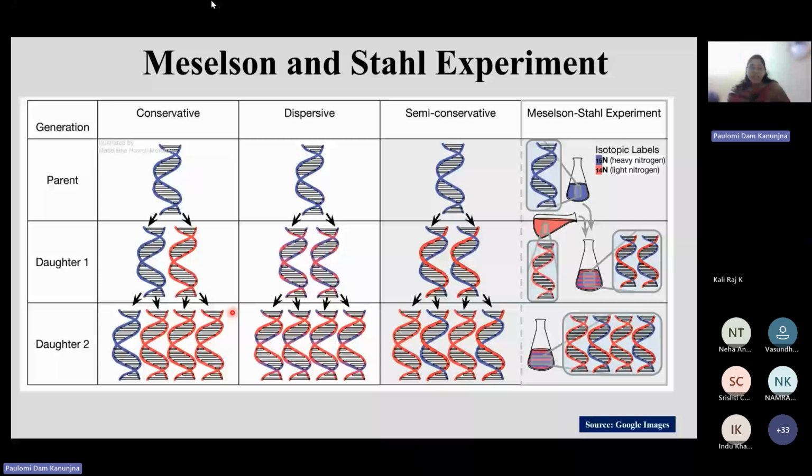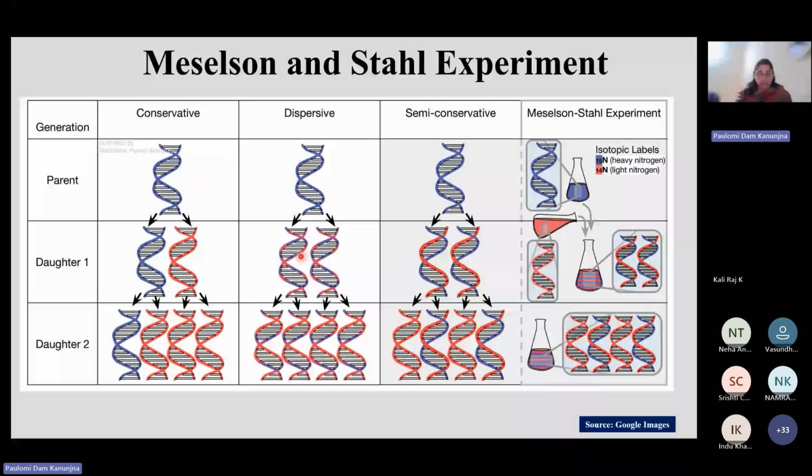Now, the other one as compared to this will be dispersive, which is basically you don't maintain the strand identity anymore. So if you have, let's say, this one strand and you are transferring the information to the next generation, you have some parts blue, then some parts red, then some parts blue, then some parts red. So in one strand, you have both old and new information. Okay, so this is dispersive because there is no parental strand retention anymore. All the four strands which will come up in the next generation will have new and old information together, right?